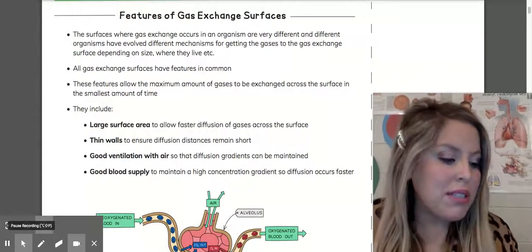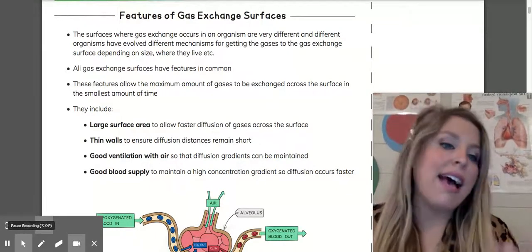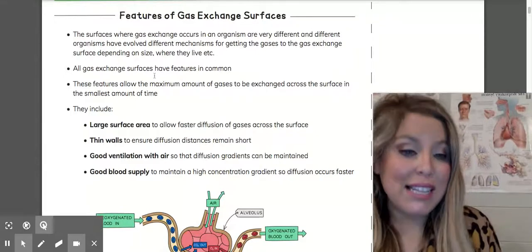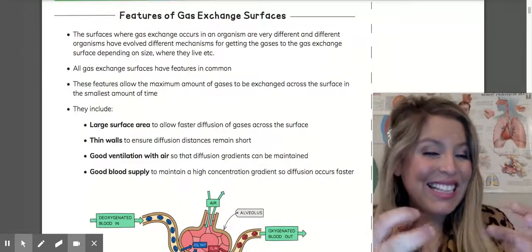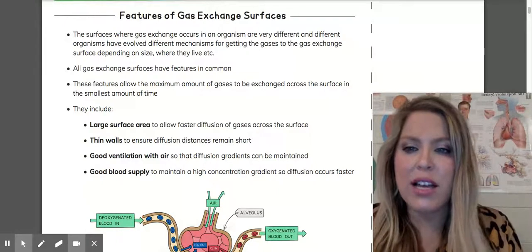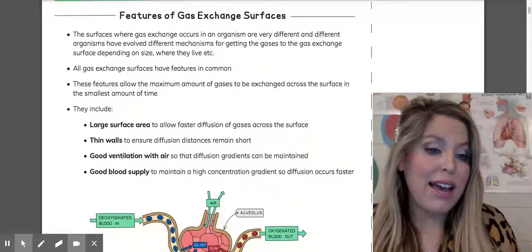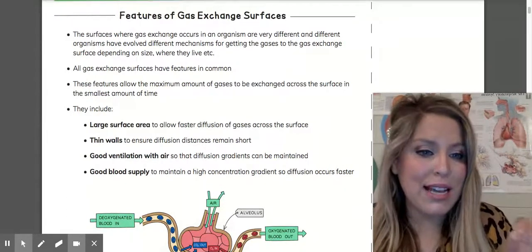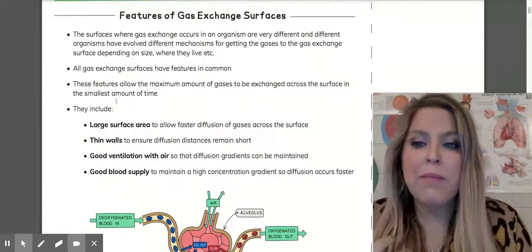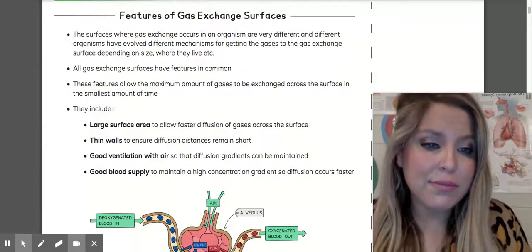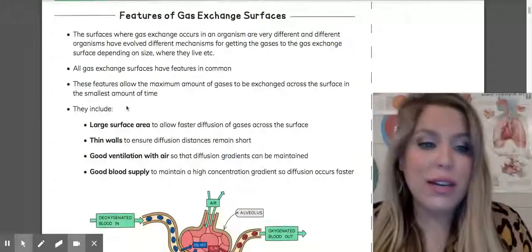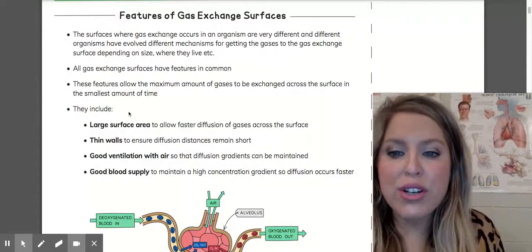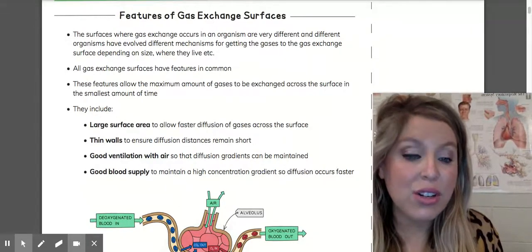And there are specific parts of our lungs that are tailor-made to absorb as much oxygen as possible. And ultimately, this is occurring in the alveoli, in the tiniest of tiny air-filled sacs inside of our lungs. And all of those alveoli have been adapted to perform the absolute best gas exchange possible for our bodies. And these are some of the ways that they have adapted to keep us alive and living in the best way possible. So they have large surface area to allow faster diffusion of gases across the surface.